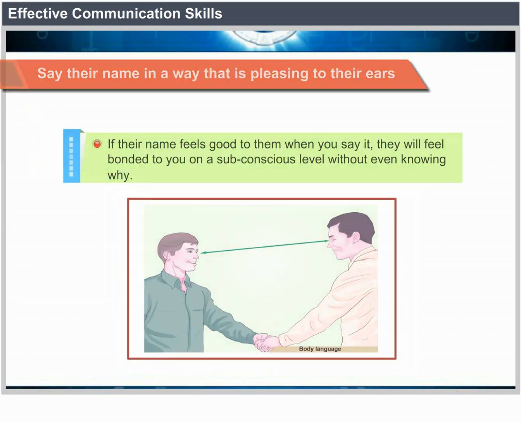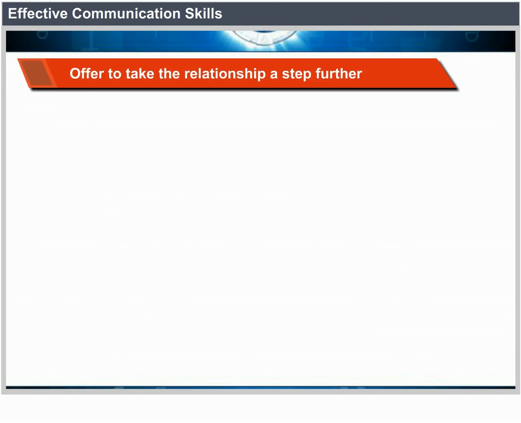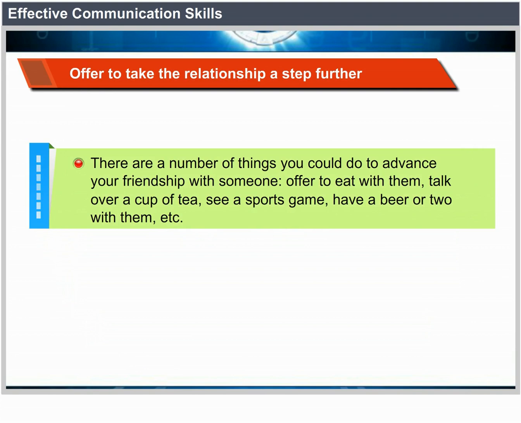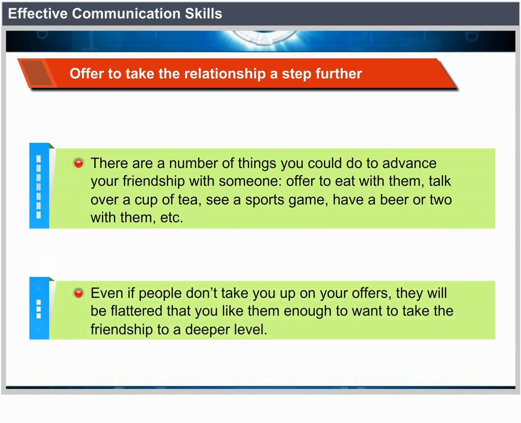Offer to take the relationship a step further. There are a number of things you could do to advance your friendship with someone. Offer to eat with them, talk over a cup of tea, see a sports game, have a beer or two with them, etc. Even if people don't take you up on your offers, they will be flattered that you like them enough to want to take the friendship to a deeper level.